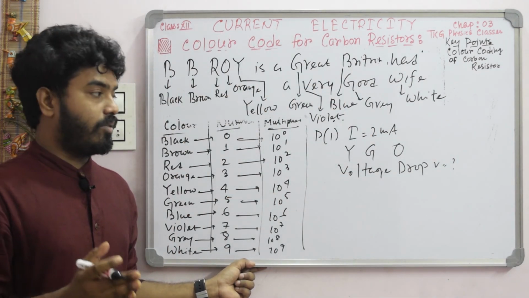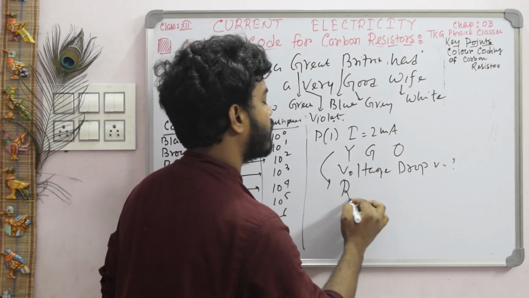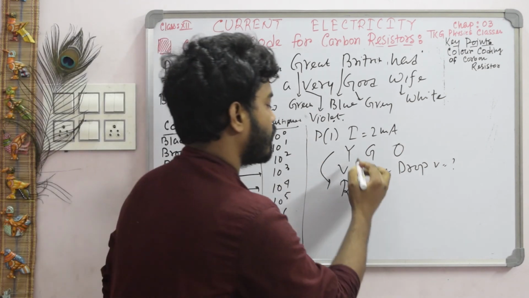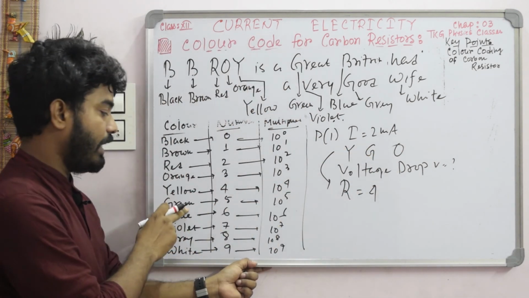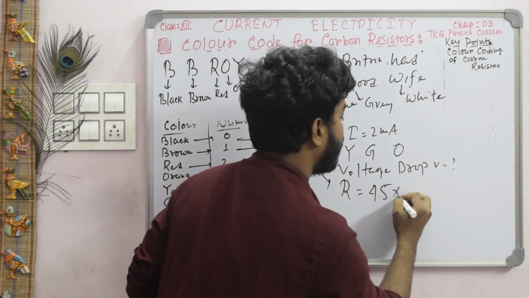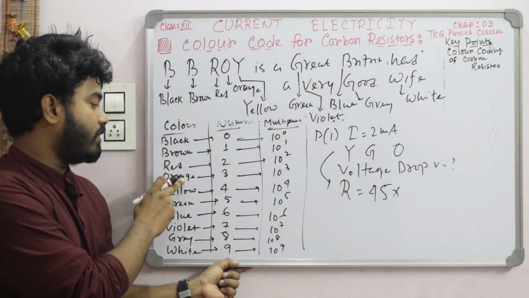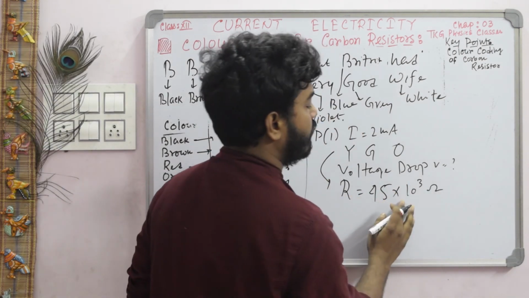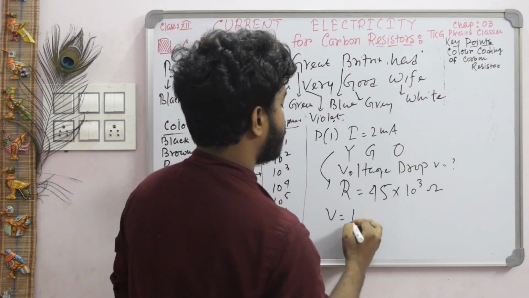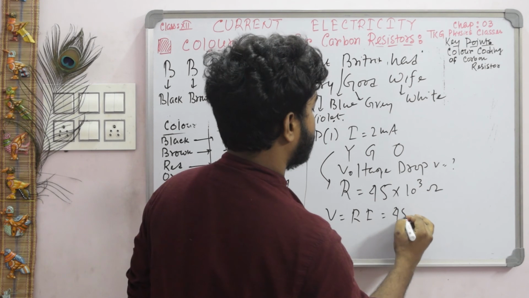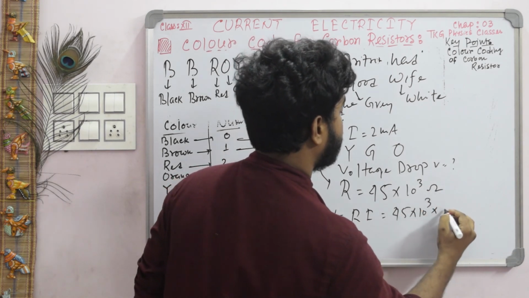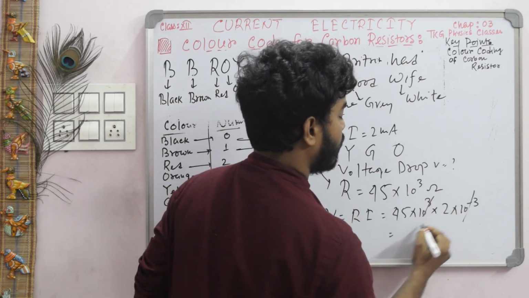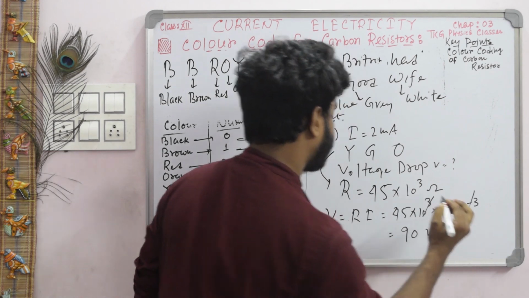So at first we have to find R, the resistance, using this color code, and you know the formula. For yellow the value is 4. For green the value is 5, and for orange you have to use the multiplier, orange means 3, so the multiplier is 10 to the power 3. So the resistance value is 45 into 10 to the power 3. Now you just use Ohm's law, V is equal to R i, with R equal to 45 into 10 to the power 3 and I equal to 2 milli, that is 2 into 10 to the power minus 3. The 10 to the plus 3 and minus 3 cancel out, 45 into 2, that is 90 volt.